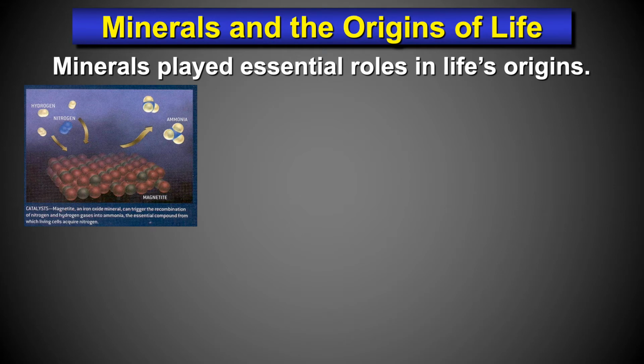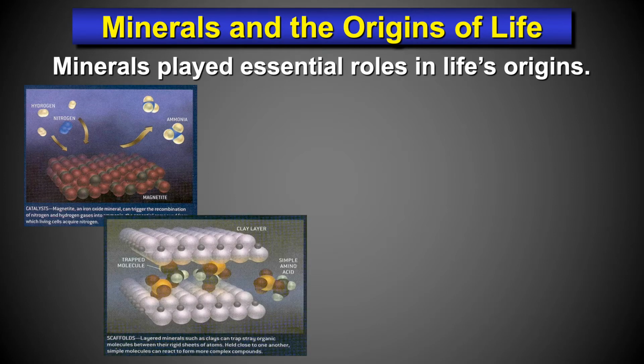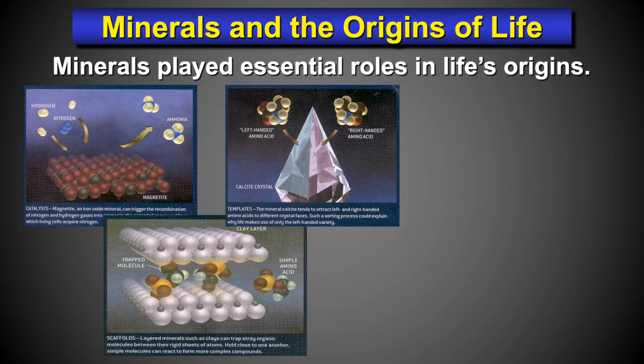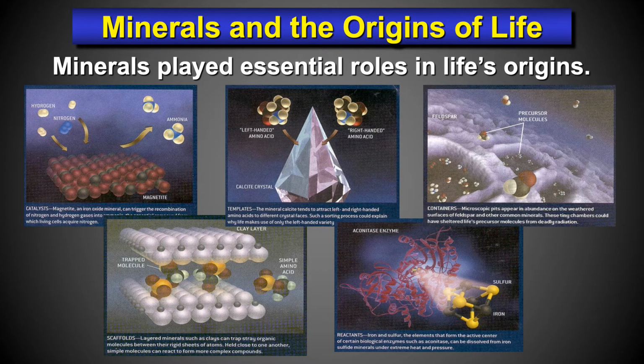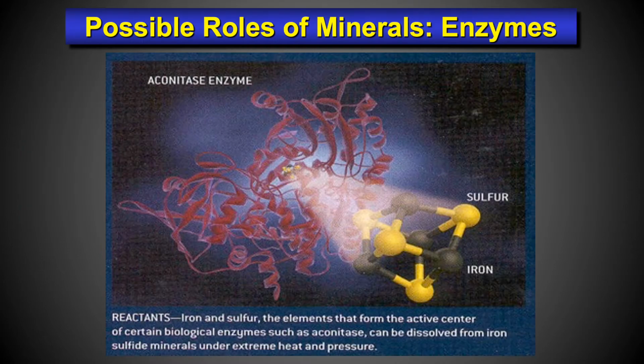So, first of all, minerals are thought to have played essential, key roles in life's origins. Things like catalyzing reactions and templating, scaffolding different molecules, selecting and concentrating different types of molecules on mineral surfaces, serving as reactants, and even just as protective environments for delicate molecules. All these ideas are out there, and particularly I want to focus on this role of minerals as possibly the first enzymes. There are many different types of molecules that act as enzymes that do oxidation reduction reactions, like the aconitase enzyme. And in each of these types of molecules, there's typically a core transition metal that serves as the electron transfer site.